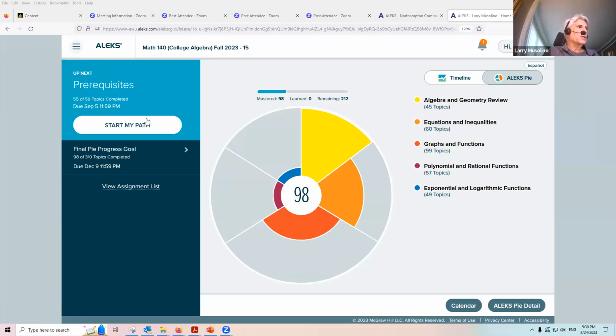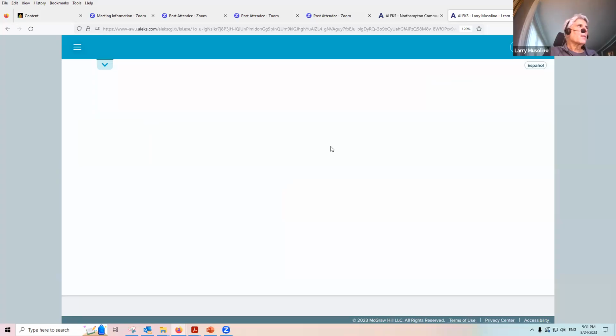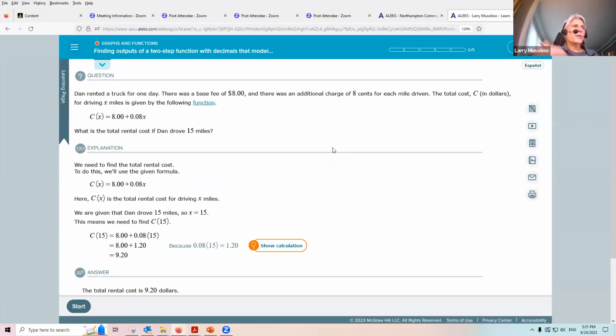So let me click here where it says Start My Path. And ALEKS is going to take you to the first topic you should be working on. This topic happens to be called Finding Outputs of a Two-Step Function. Now, what ALEKS wants you to do is complete 5 questions. And there's a progress bar up here. Notice it's going to be 5 filled in bars. Once you get these bars filled in, you're done with this topic. You move on to the next topic.